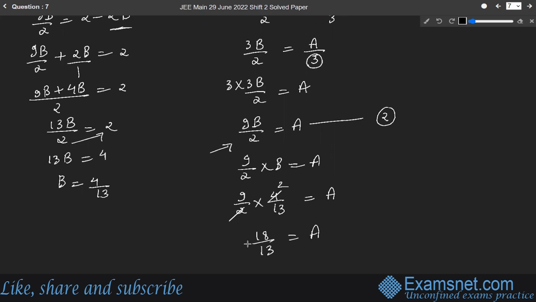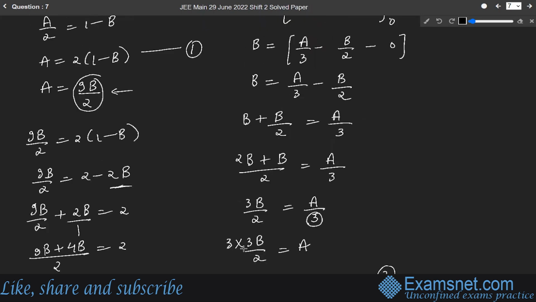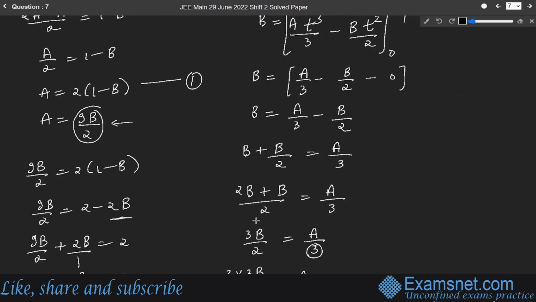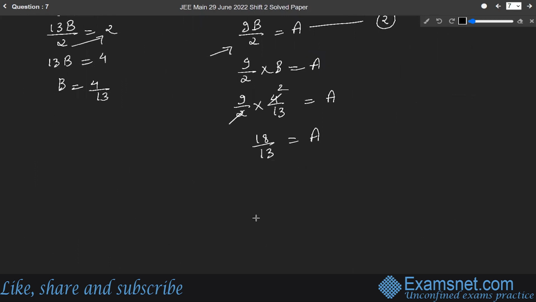Now we have the value of a and b. It means we can actually find the value of f of x. Remember what is f of x? F of x is actually ax minus b. So let us substitute the value of a and b here. The function f of x is in the form of ax minus b, right? So what is a? 18 by 13 into x minus b.